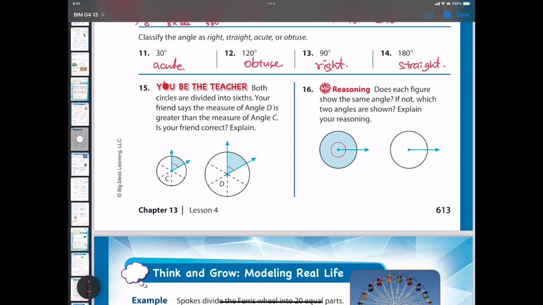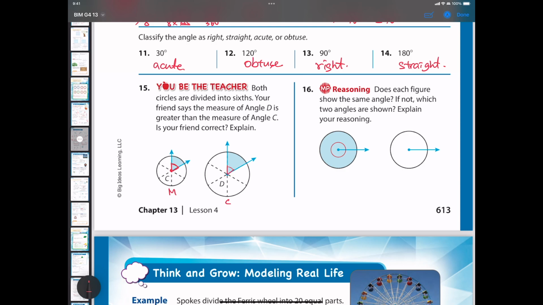Both circles are divided into sixths. Your friend says the measure of angle D is greater than the measure of angle C. Is your friend correct? Explain. This is what I just said, right? Let's say this is Mario's pizza, this is Costco's pizza, right? Maybe they have different weight or area, right? But the angle is the same because what did I say? What matters is the vertex and 2 lines. Okay, the vertex and 2 lines, they are equal.